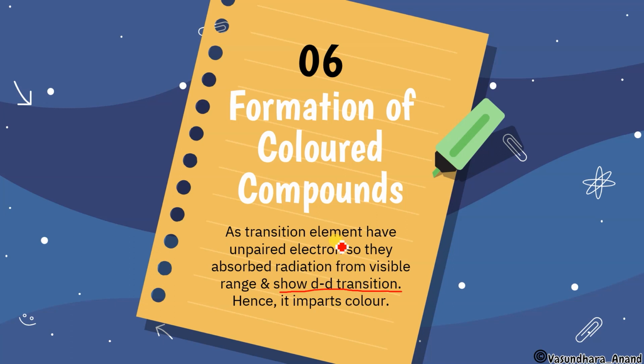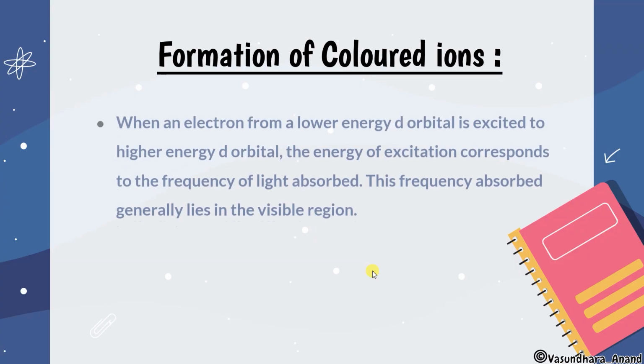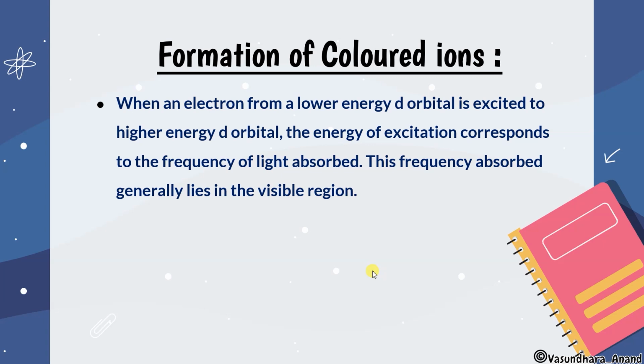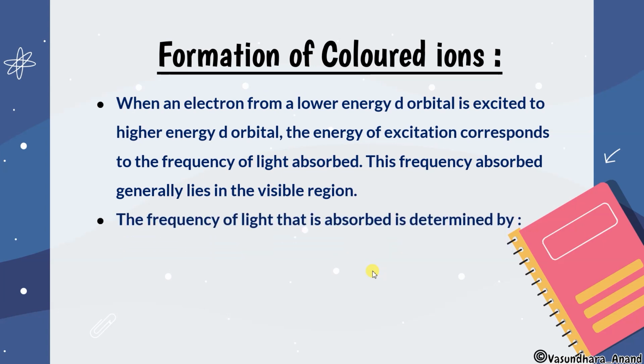If you mention the full part, that because of the unpaired electrons they absorb radiation from the visible range and go to a higher state, and when they come back they show d-d transition, and hence they impart color. That is the full explanation. When an electron from a lower energy d orbital is excited to a higher energy d orbital, it absorbs energy. The energy of excitation corresponds to the frequency of light absorbed, and this frequency generally lies in the visible range, and that is the reason they give color.